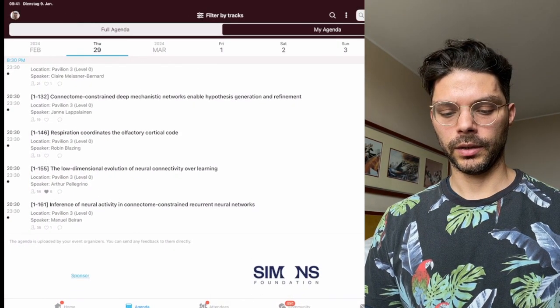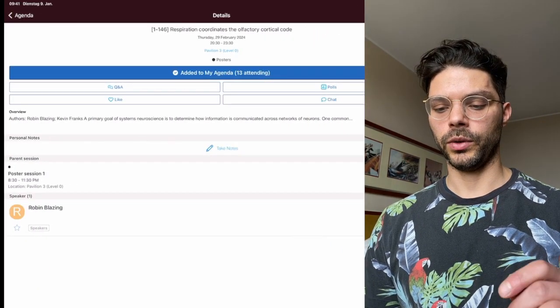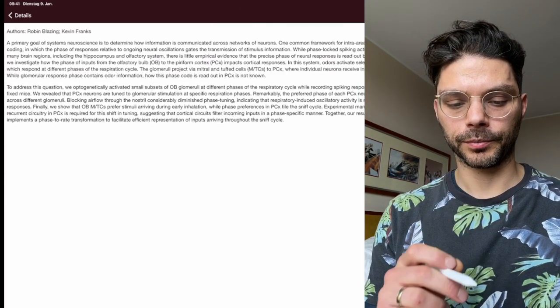Okay, so this is cool. Respiration coordinates the olfactory cortical code. Okay, let's see what that is about.